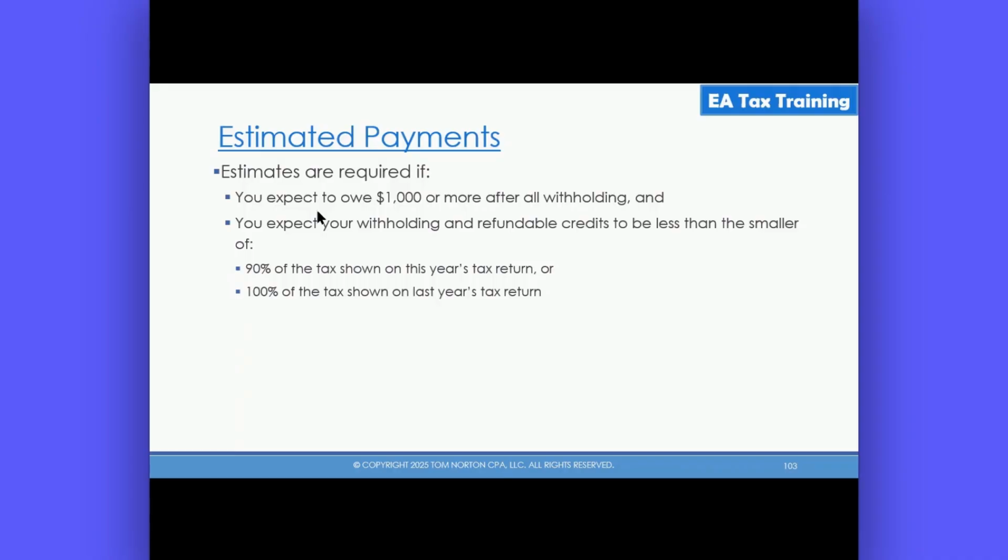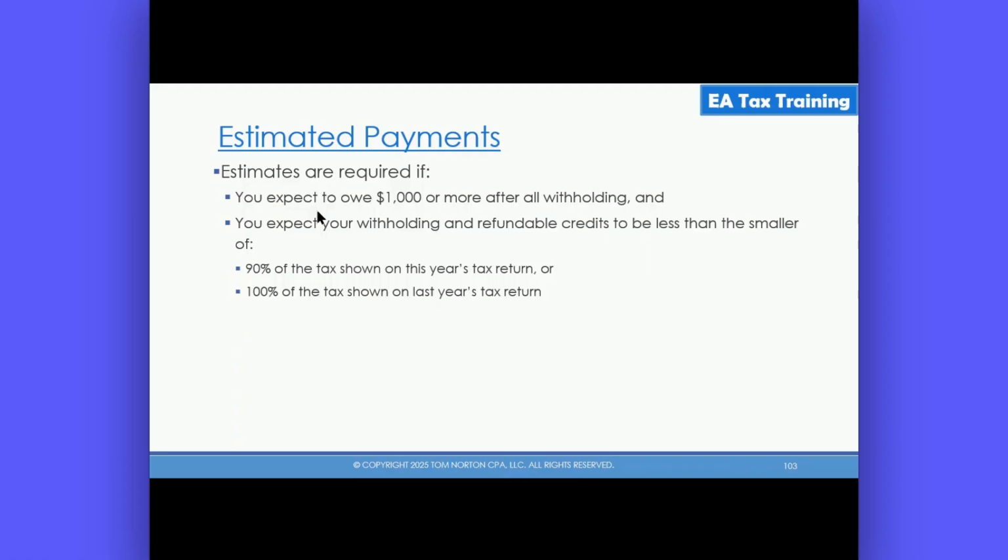Then you're going to look at what you anticipate your withholding to be this year and any amounts of refundable credits that you have. If the total of those two things, if your withholding and your refundable credits, is going to equal at least as much as the amount of tax you owed on last year's tax return, then you do not have to make any estimated payments. Even if you expect that you're going to owe $1,000 or more, as long as you paid in at least 100% of the amount of tax that you owed last year, you're not going to have any penalties for underpayment. So you don't have to worry about making estimated payments.